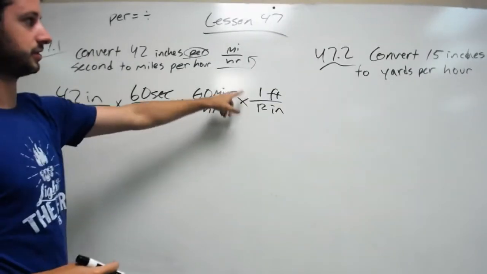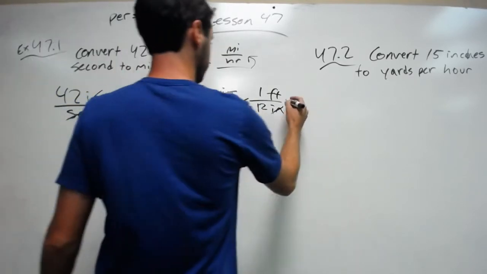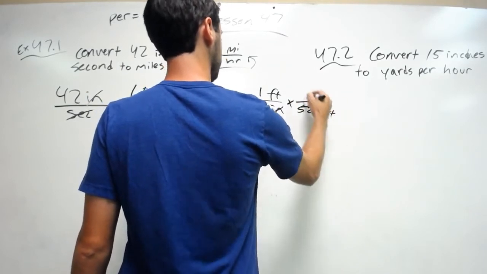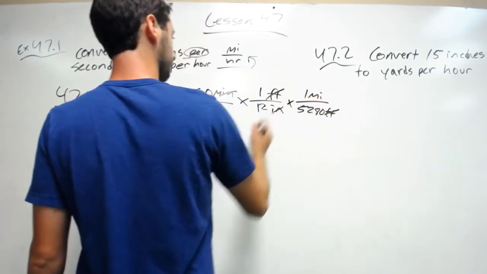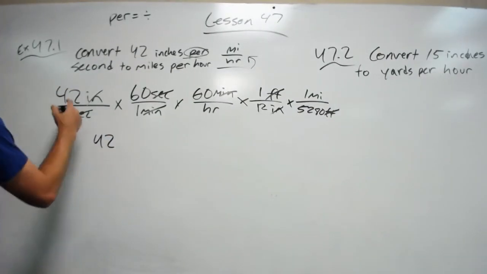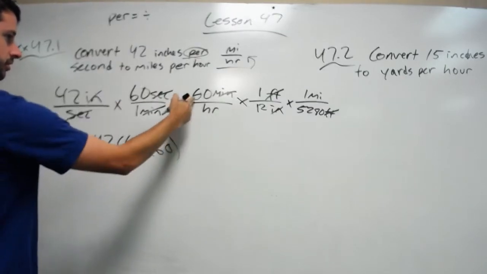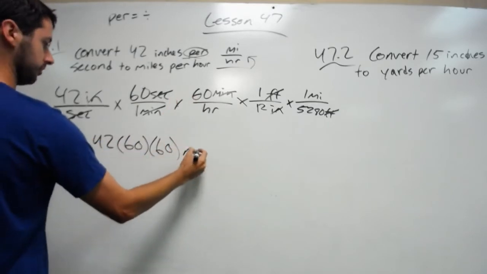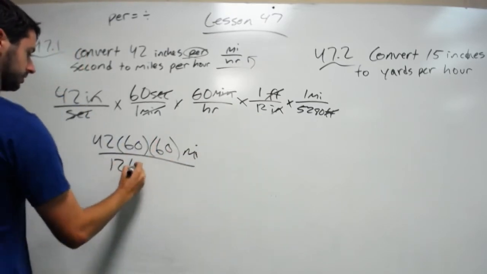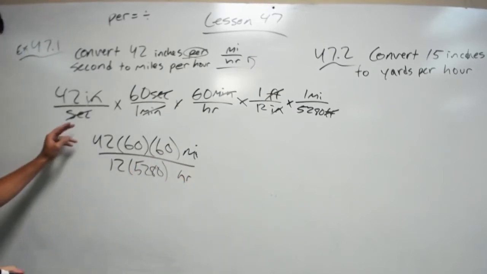The inches cancel out. How many feet are in a mile? 5,280 feet in 1 mile. Feet cross out. And mile is now on top. So your answer would be 42 times 60 times 60 miles over what is in the denominator, 12 times 5,280 hours. So that would be your answer.